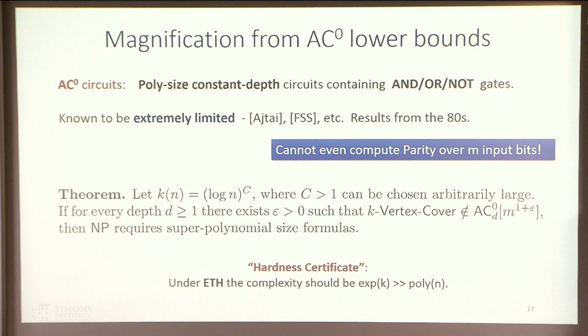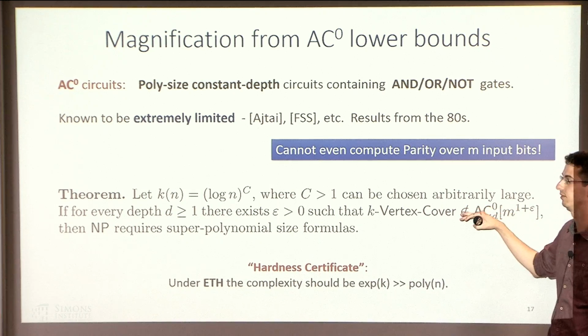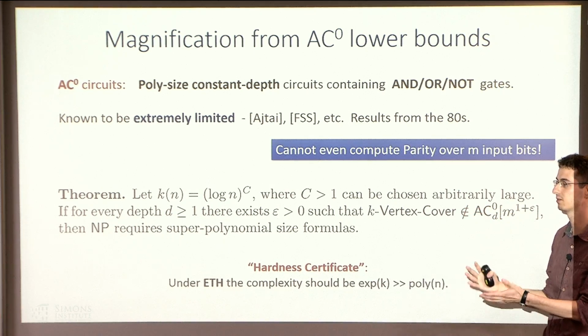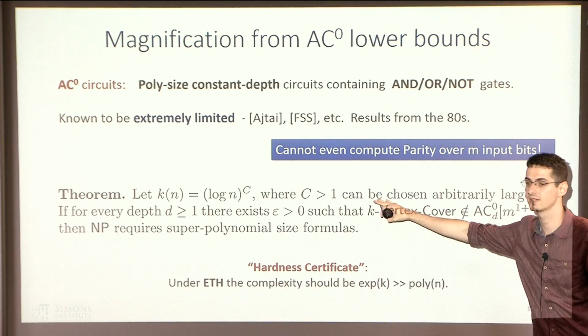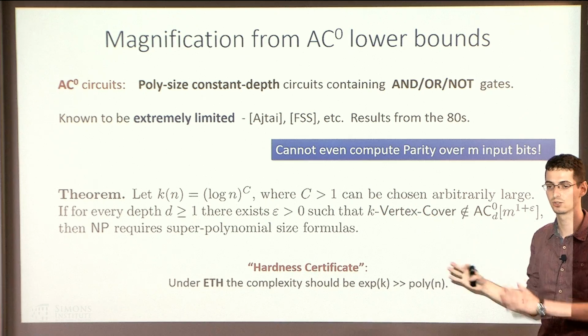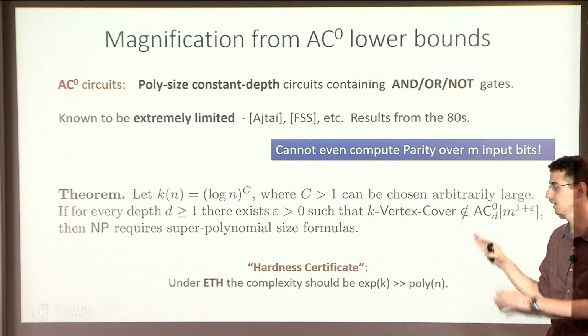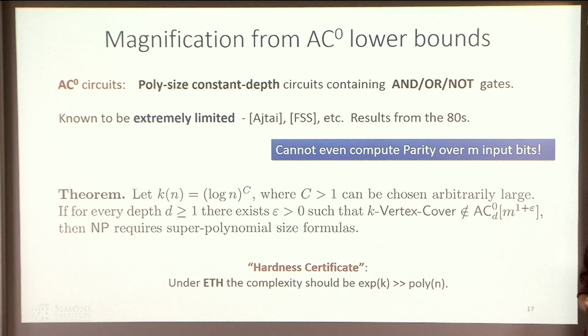Yes? What is m here? M is the input length, n choose 2, the adjacency matrix representation for the problem. Okay, any questions about this statement? So, where is C in the conclusion? No, you can pick C large enough, and then you show a lower bound for that fixed C against AC0 circuits.